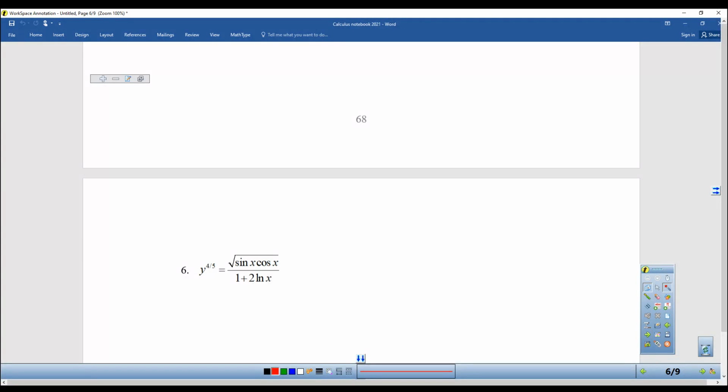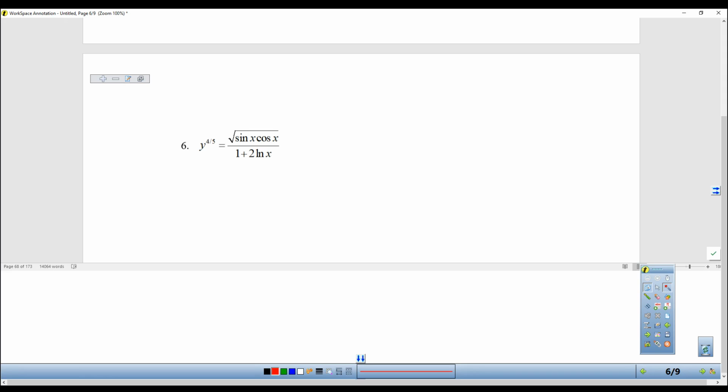Okay, last practice problem. So on this one, I don't think it's worth raising both sides to the 5/4 because it's just going to be ugly over there. So I'm going to show you how to do this one without doing that. I'm going to take the natural log of both sides. And now I'm going to simplify it.